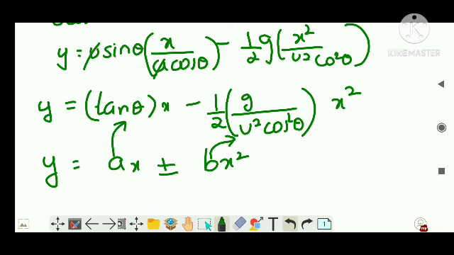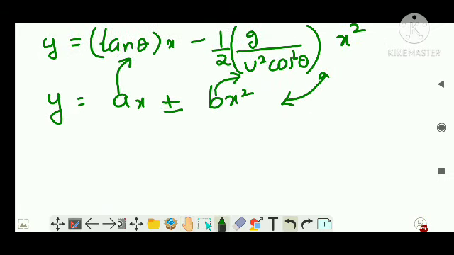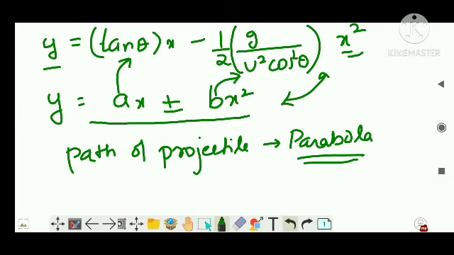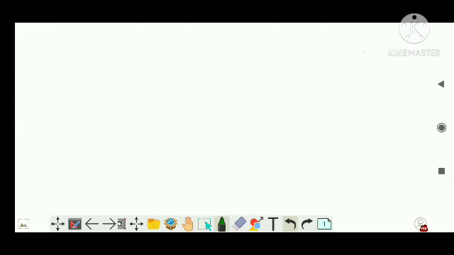So these two equations look very similar. This is the equation of path, the equation having both y and x. The equation of path of a projectile is similar to the equation of a parabola. Hence, the path of a projectile is a parabola. Clear? Right.